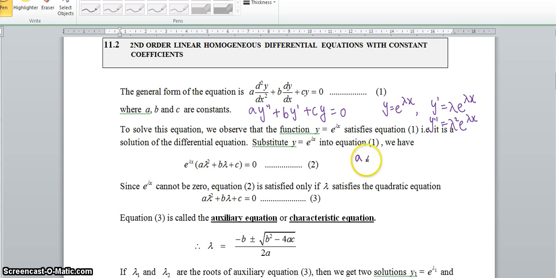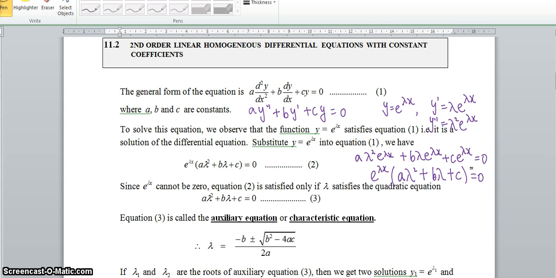When you substitute these values into this equation, we'll get something like this: a times y double prime, which is lambda squared e to the lambda x, plus b times y prime, which is lambda e to the power of lambda x, plus c times y, which is just e to the power of lambda x, is equal to 0. You notice that in these three terms, there's an e to the power of lambda x involved in each and every one of them. So I can take it out, which gives me e to the lambda x times (a lambda squared plus b lambda plus c) is equal to 0.